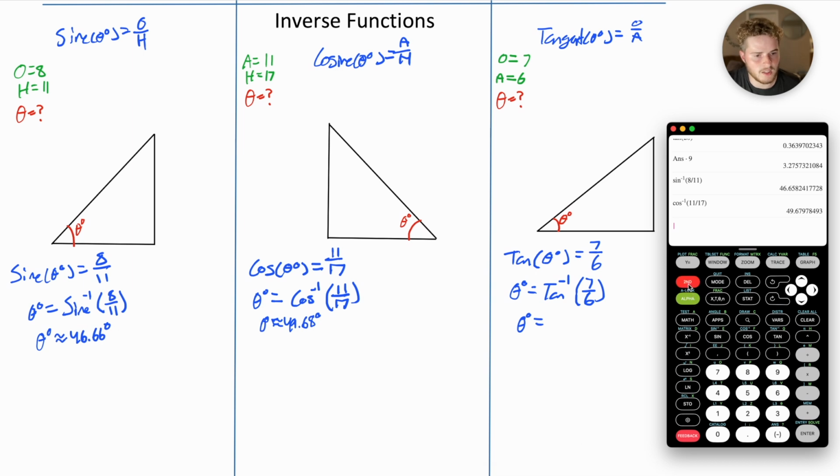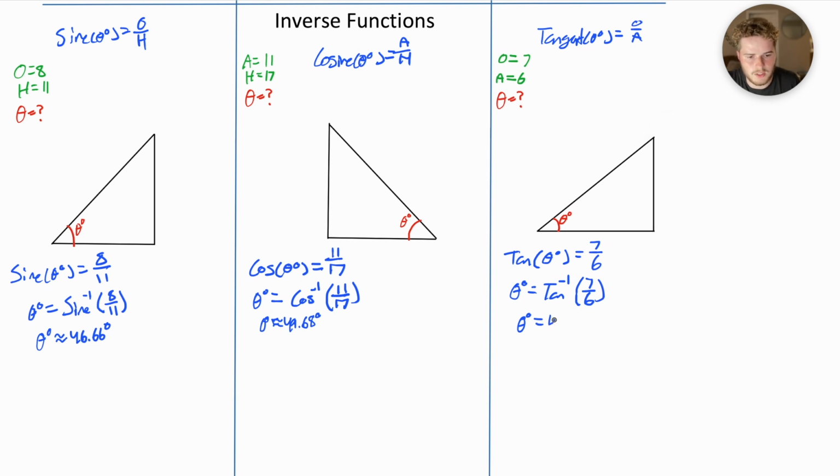So you'll hit second on your calculator, tangent, and then 7 divided by 6. And we're going to have that the missing angle here, theta, is about equal to 49.4 degrees. So let's write that in, 49.4 degrees. And this should be a squiggly equal sign because it's about 49.4 degrees and it's not exact.